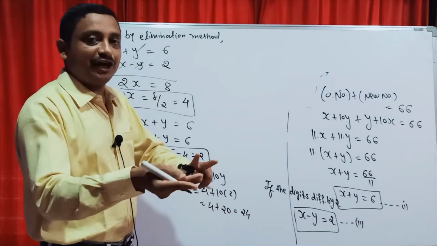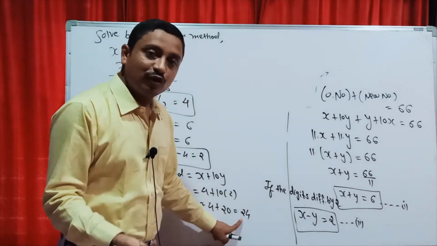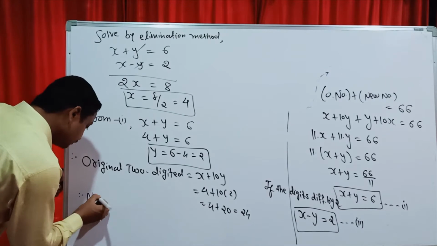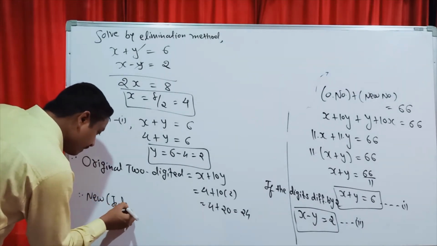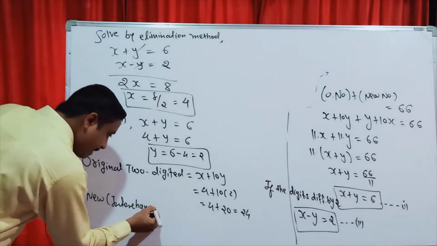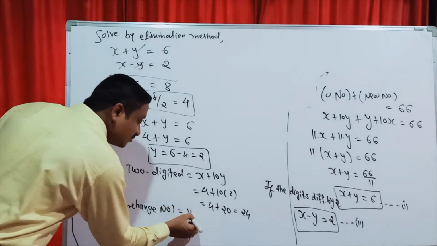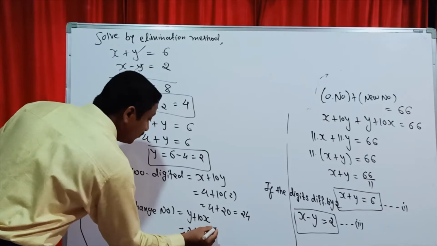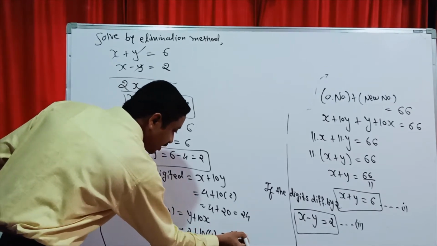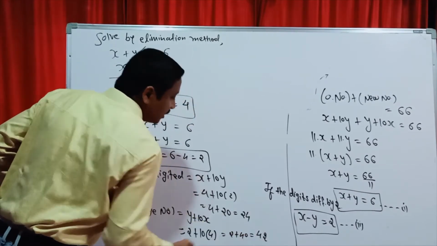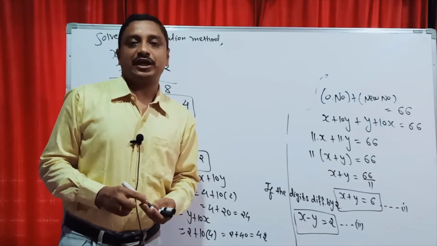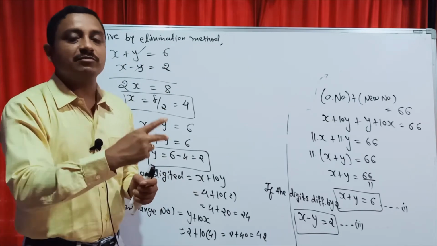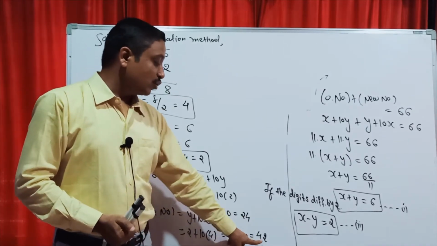And if your number's digits are interchanged, then 24 interchanged is 42. So the new interchanged number is y plus 10x. What's your y? 2. And x becomes 4. 2 plus 40, which is 42. And these two numbers exist in this sum. The last question asks how many such numbers there are? Yes, 24 and 42.